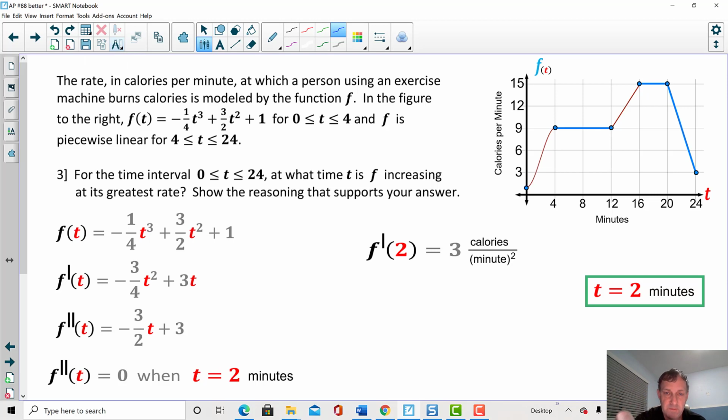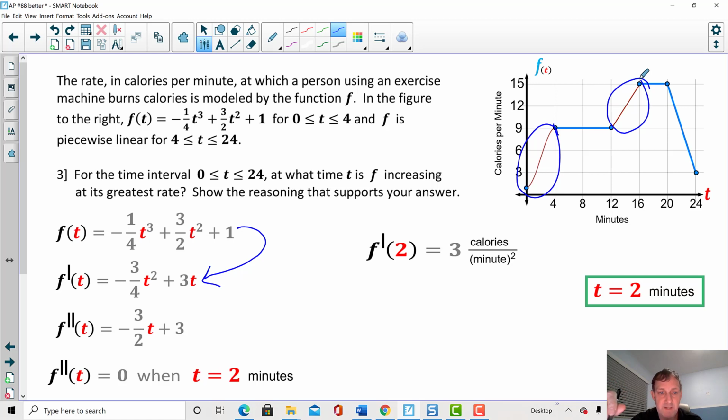But the question here wants to know, when is f increasing the most? So this is going to be one of those tricky ones. If they just want to know where f is increasing, well, that's easy. You just look at the derivative, and anywhere your derivative is positive, well, that's where f is increasing. We could also just look at the graph. We can see it's the brown portions. I made them brown on purpose just so they'll stand out. That's where f is increasing.